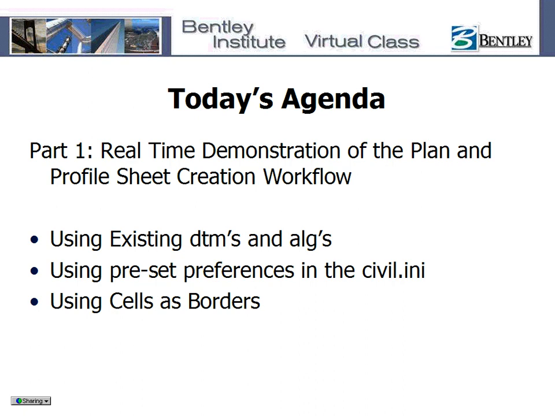Start by going over the agenda for today. I'm going to run through just a real-time demo. We're just going to go into it. I'm not really going to go through any of the tabs. I'm just going to load up some data and fire up the generator, let it run, create some sheets, using existing files that I have, a DTM and an ALG horizontal and vertical alignment. I've already got preferences set, so this is going to run fine. And of course, we're going to run through in part 2 and actually show how to set up these preferences.